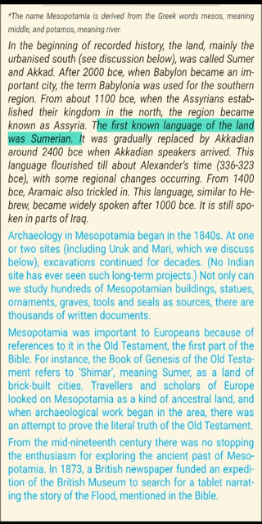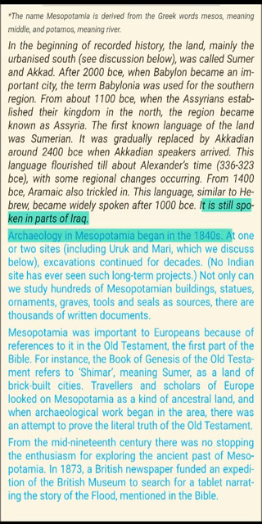The first known language of the land was Sumerian. It was gradually replaced by Akkadian around 2400 BCE when Akkadian speakers arrived. This language flourished till about Alexander's time, 336 to 323 BCE, with some regional changes occurring. From 1400 BCE, Aramaic also trickled in. This language, similar to Hebrew, became widely spoken after 1000 BCE. It is still spoken in parts of Iraq.